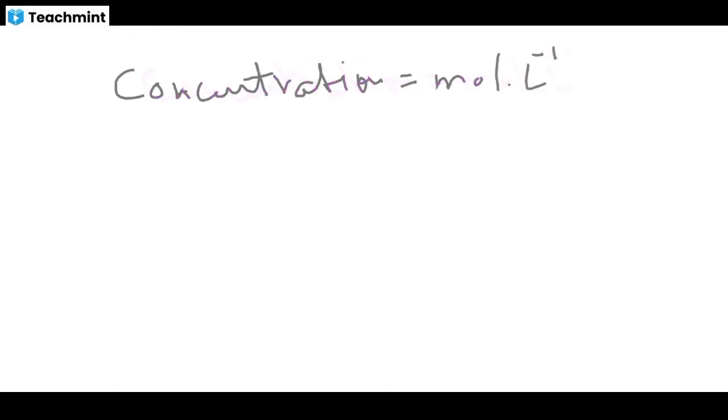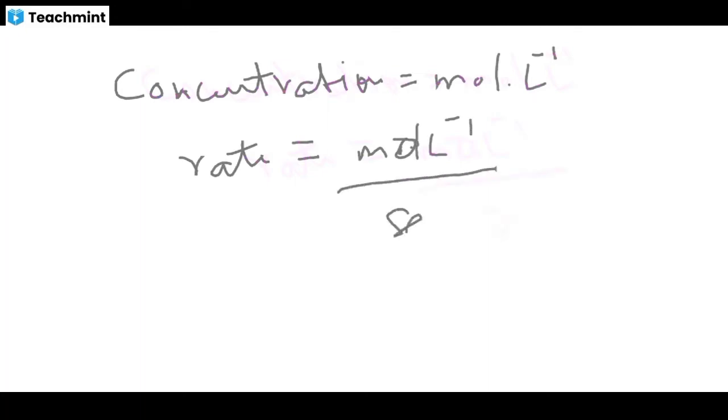Now if we take the concentration in terms of mole per liter, then the unit of rate will be mole per liter upon second, that means mole per liter per second. So this is the unit of rate.